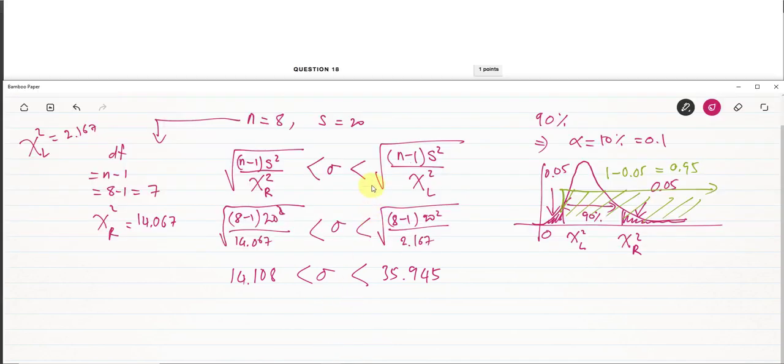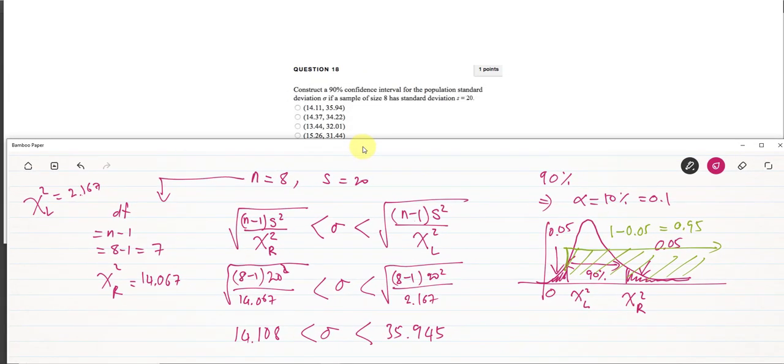And let's see what the answer is for this one. And that should be A, right? The first choice, 14.11, and then 35.94 is your upper bound. Okay, so that's one of the questions.